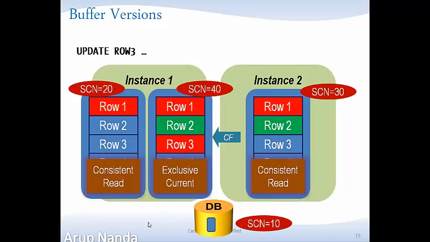Now, suppose in this picture, you can see that instance 2 fails. What does Oracle do? Instance 1's recovery processes read through the redo log file of instance 2 and find out which changes are supposed to be applied to the database at that time. It's not that difficult to find out, because the most recent copy of the buffer was not in instance 2.